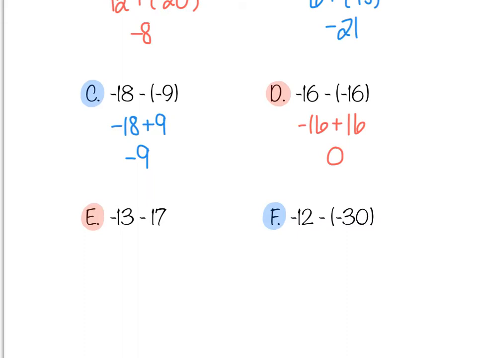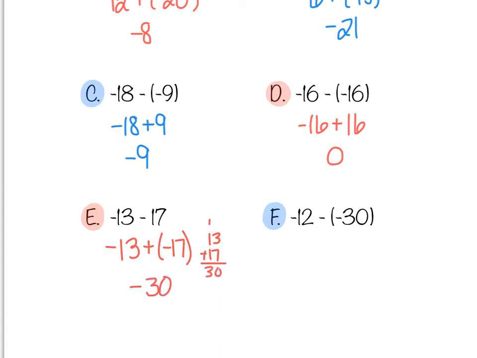Example E, we can rewrite this as negative 13 plus negative 17. Same signs, keep the sign and add. 13 and 17, let's see, is going to give us 30. So negative 30 would be our answer.